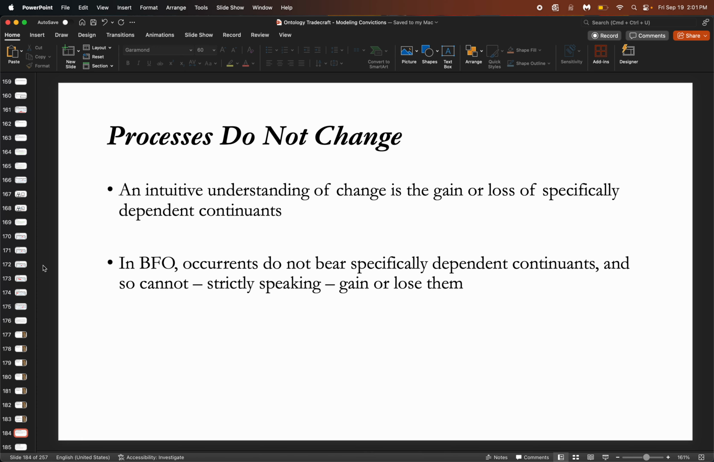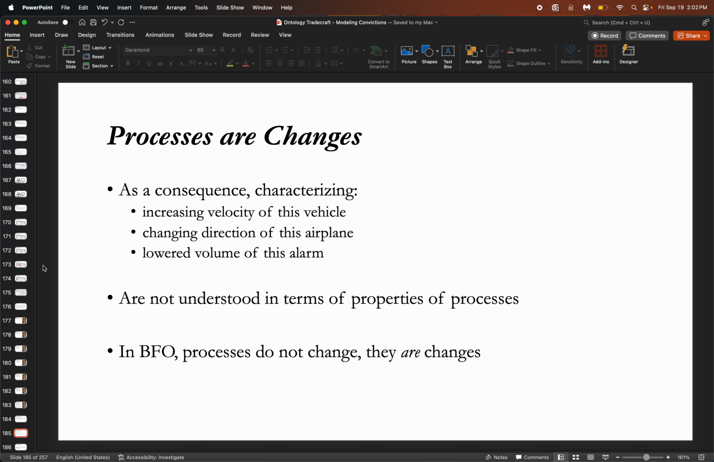An intuitive understanding of change, then, is the gain or loss of specifically dependent continuants, qualities, realizables, and stuff. But in BFO, occurrents do not bear specifically dependent continuants, and so strictly speaking, cannot gain or lose them. As a consequence, characterizing in BFO things like increasing velocity of a vehicle or the changing direction of an airplane or the lowered volume of an alarm, they're not understood in terms of properties of processes. Lowering the volume doesn't have a property. A flight trajectory isn't turbulent in the sense that it bears a property of turbulence. So we don't say that in BFO, because in BFO, processes aren't the sorts of things that change. They are changes. They don't change, they are changes.